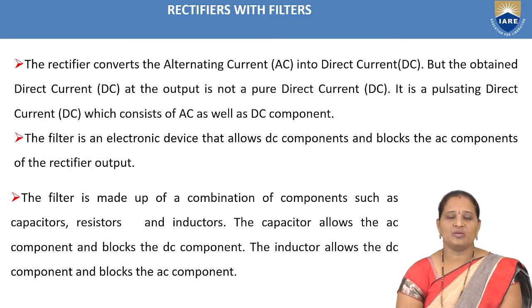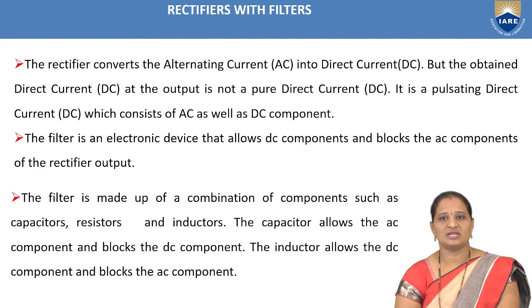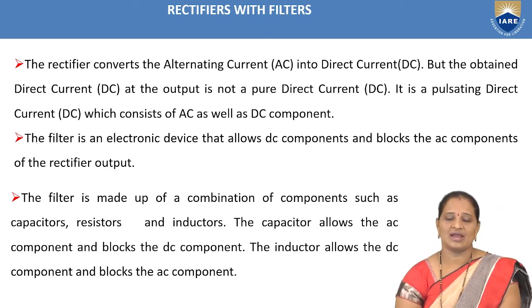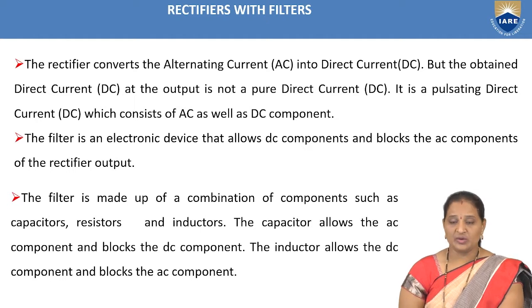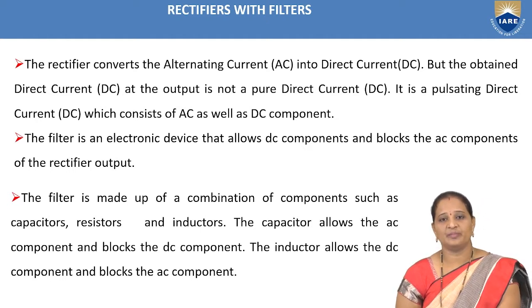As you already know the properties of capacitor and inductor, the capacitor allows AC components and blocks the DC component, because the reactance offered by the capacitor for the DC component is infinite, and hence it blocks the DC component and allows the AC components. Whereas the inductor allows the DC component and blocks the AC component. Using these properties of capacitor and inductor, in combination with resistor, the filters are designed such that they will be able to remove the AC components present in the output of the rectifier.